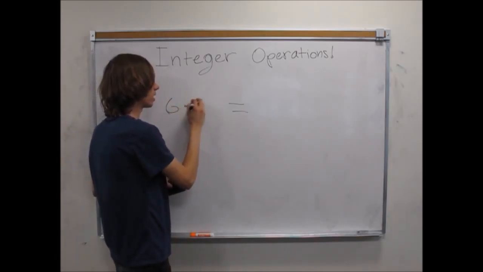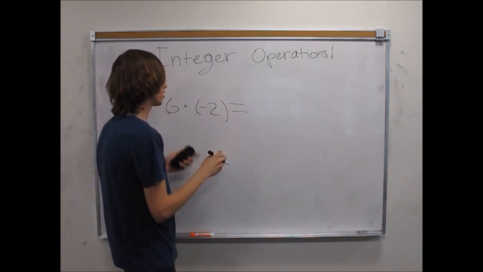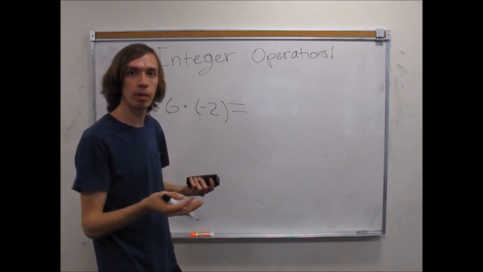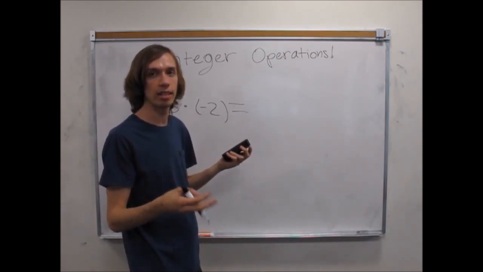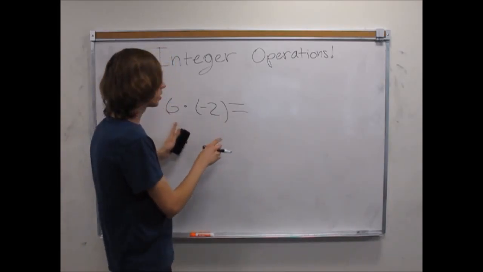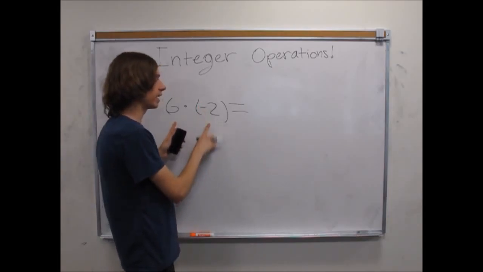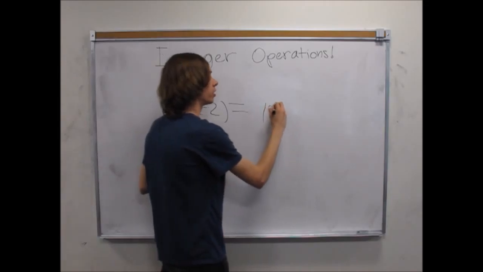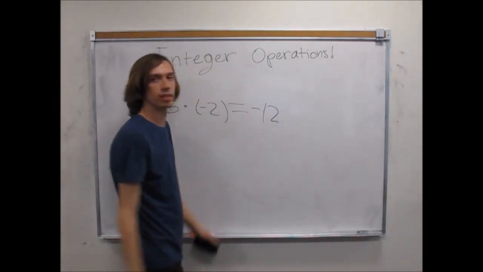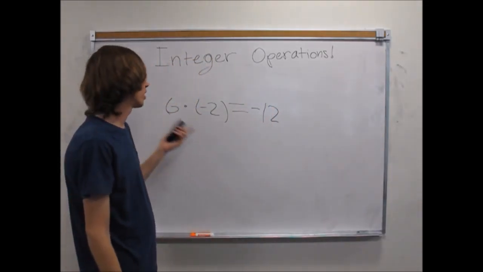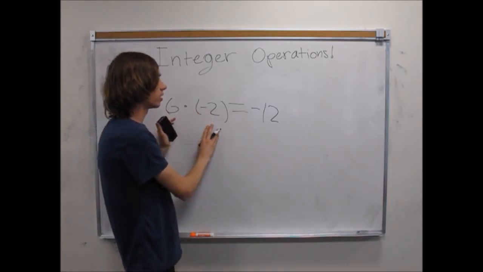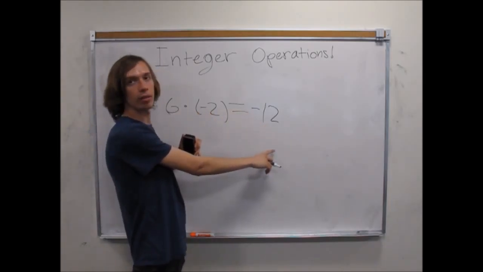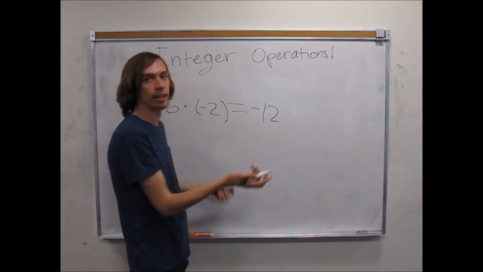So we're going to have 6 times negative 2, and the rule is, when you're multiplying integers with different signs, if you have a positive multiplied by a negative, you do the regular multiplication, right? 6 times 2 is 12, but then you give it a negative. So it's as simple as that. If you have a positive times a negative, you just multiply the two numbers, get 12 in this case, and then just give it a negative sign.